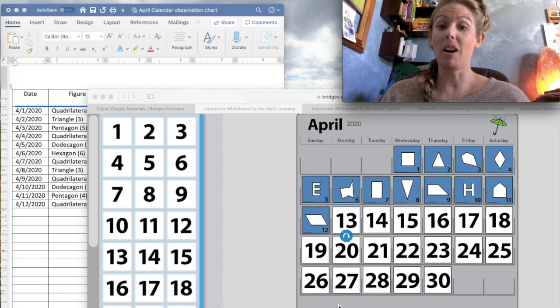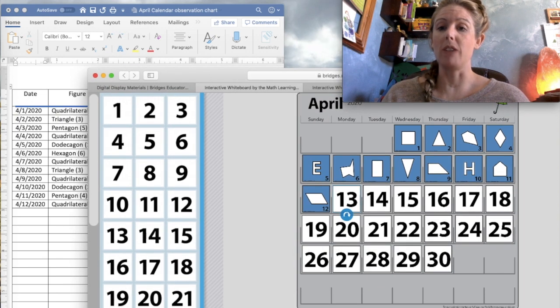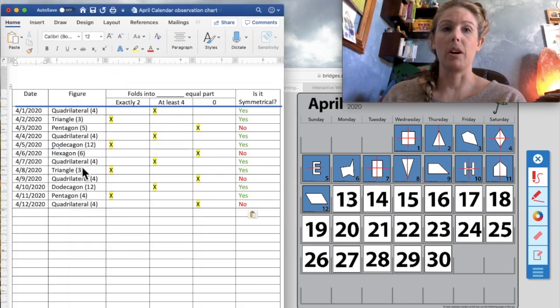So today we are looking at our week after spring break. I did fill in during spring break. So if we look here, I drew in our lines of symmetry and our observation chart for the 7th, 8th, 9th, 10th, 11th, and 12th. If you look over here on the 5th, we did have that one line of symmetry. So it was folded into two equal parts. On the 6th, we did not have any, no matter which way I folded it, it did not work.